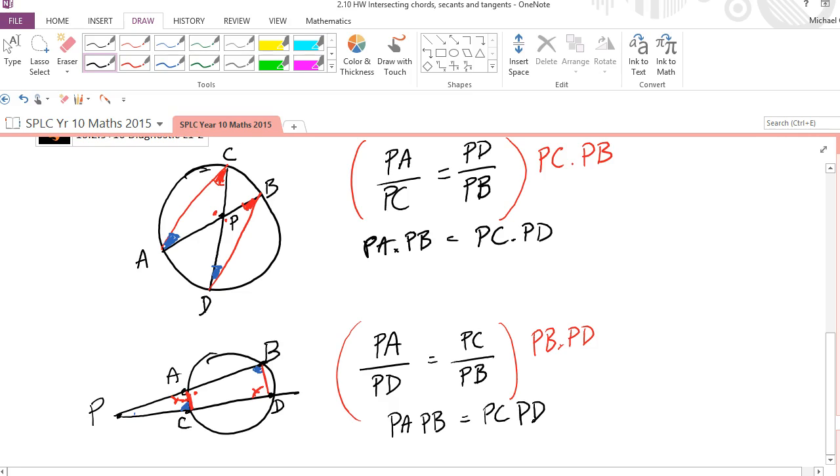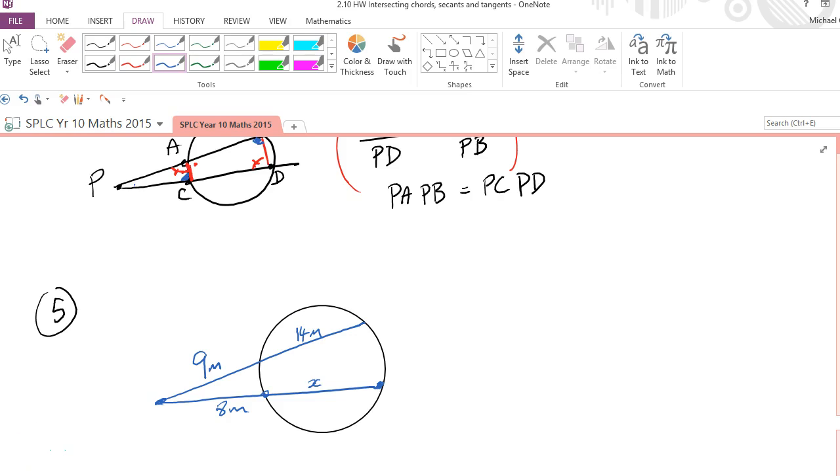So regardless of which way you have it, if the point's inside or outside, if you have a point and a line forming a secant to a circle or a chord, depending on whether the point's inside or outside, the product of the lengths will be equal. We better find an example and make sure we know that this works.